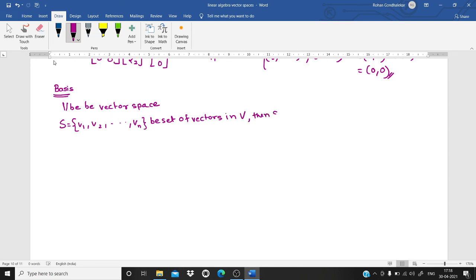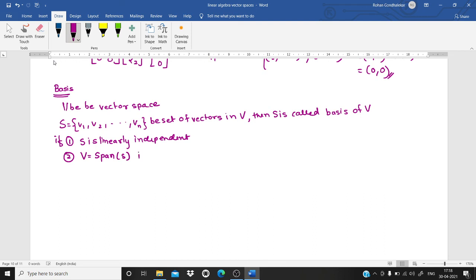Then S is called a basis of V if, number one, the set S is linearly independent. That means all the vectors of S should be linearly independent. And number two, V is equal to span of S. That is, S spans V.